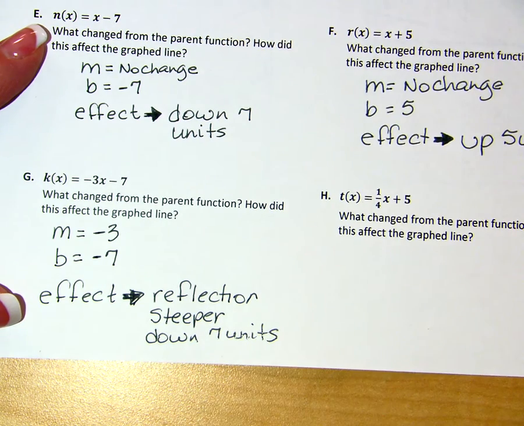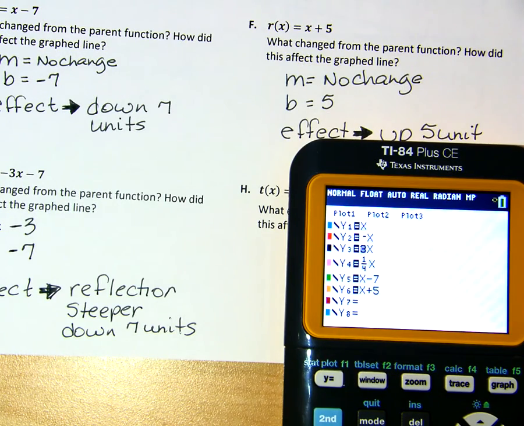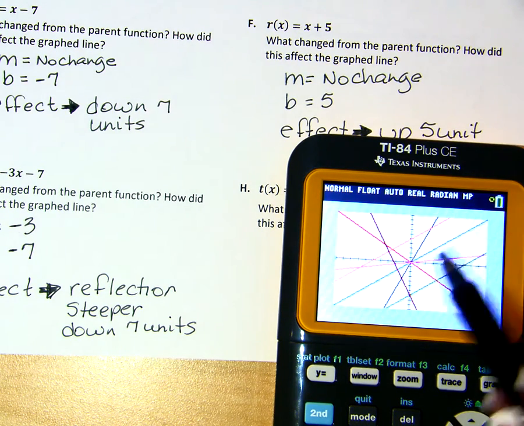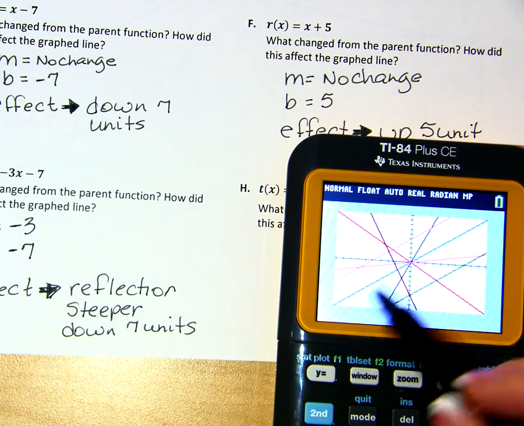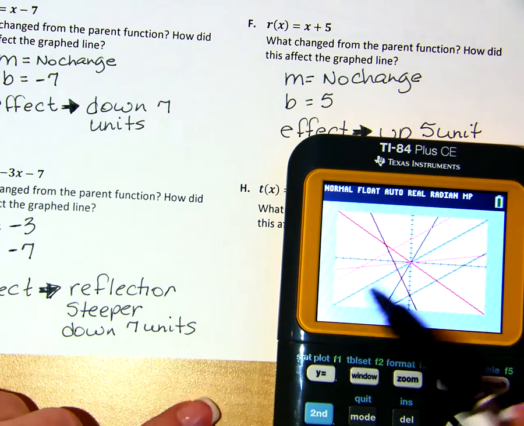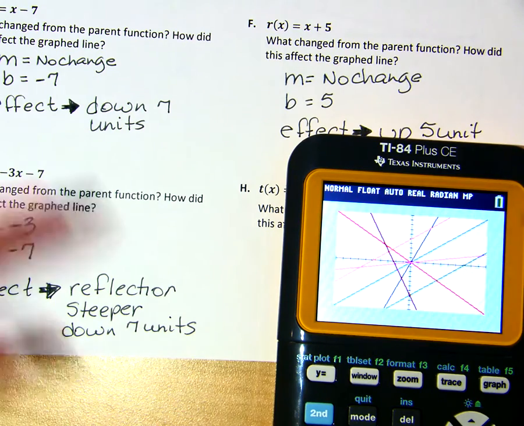So let's see what our graph tells us. So we go to y equals, and we come down here, and we're going to have -3x minus 7. And when we graph that, we're going to compare this new line to this blue one. Yes, it has been moved down. Yes, it has been reflected because it did have a positive slope. Now it's negative, and it's also a steeper slope.